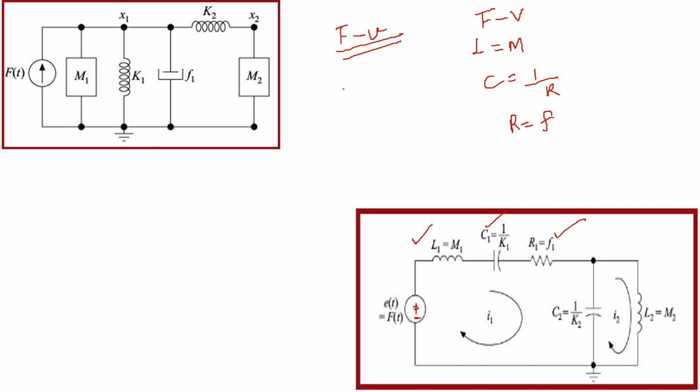Next, K2 and M2 are connected in series, so both should be in parallel. So C2 is 1 by K2 and L2 is M2. So this is the force voltage analogy.